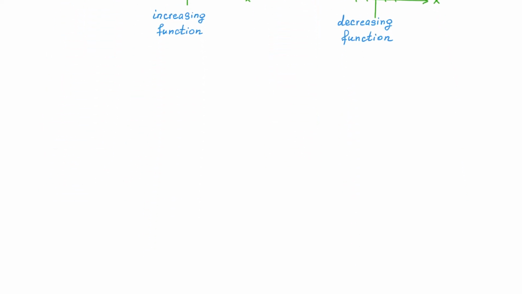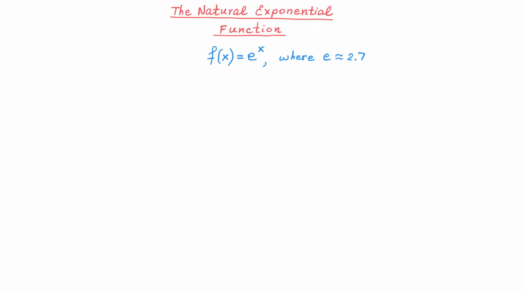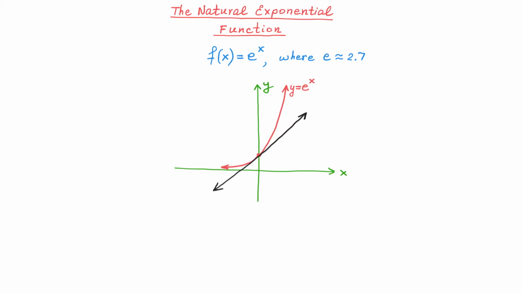Now let's talk about the natural exponential function. The natural exponential function is f of x equals e to the power of x. As you see, this function has a special base e, and this number is an irrational number that is approximately 2.7. Because the base is a number that is more than 1, this function is an increasing function. Now, what is interesting about the natural exponential function is that this is the only function with the property that if we have a tangent line at the point x equals 0, then this tangent line will have the slope 1.